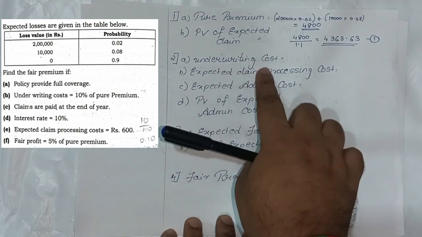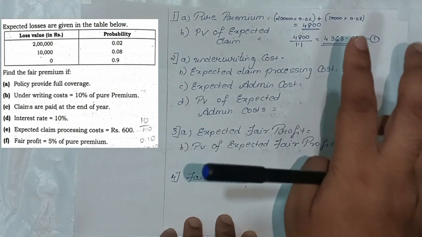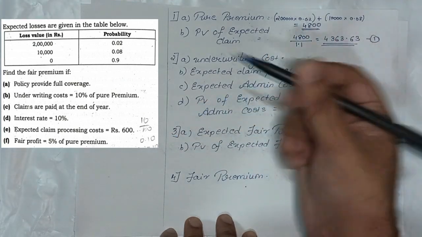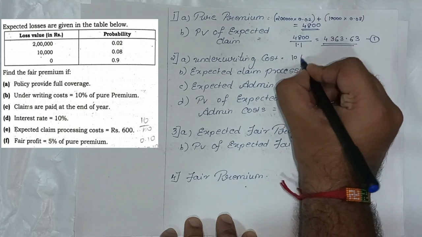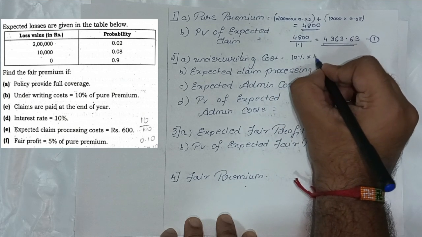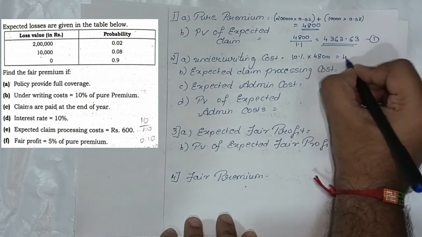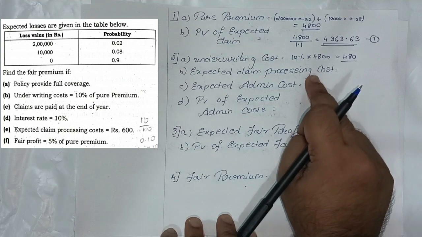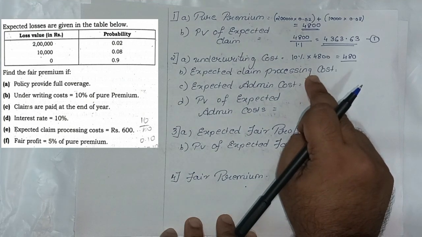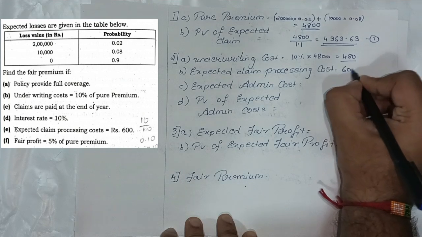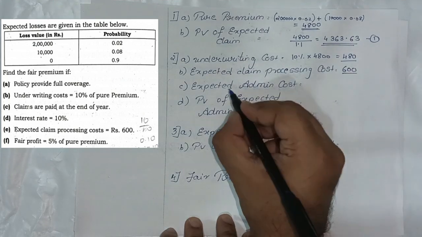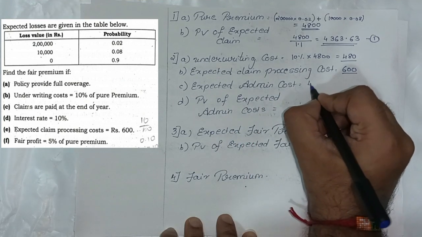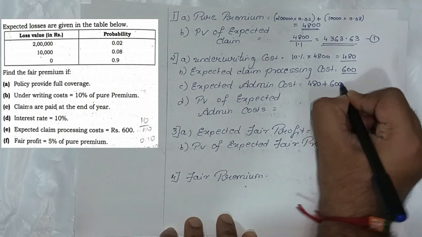Now second, underwriting cost. Now underwriting cost, clearly the formula was, it is always a percentage on the pure premium. Now they have given you underwriting cost is 10% of pure premium in the question. So if you look carefully, 10% of 4,800 comes to 480. Okay, expected claim processing cost. Now they have already given you in the question, expected claim processing cost is rupees 600. So I'm noting it down as 600. Okay, now expected administrative cost is nothing but the underwriting cost plus the expected claim processing cost. So that will be 480 plus 600, which comes to 1,080.